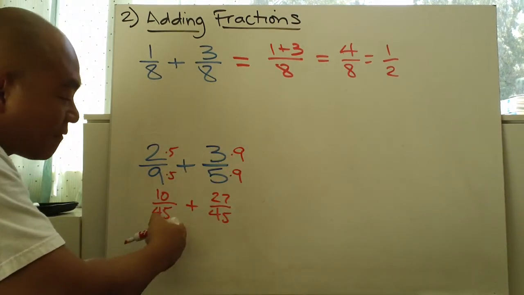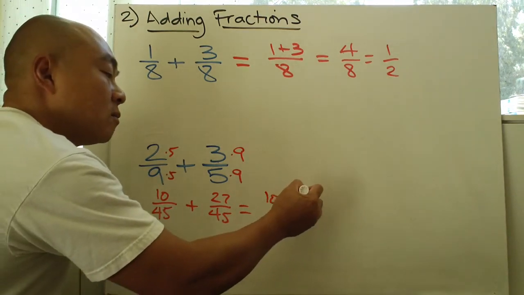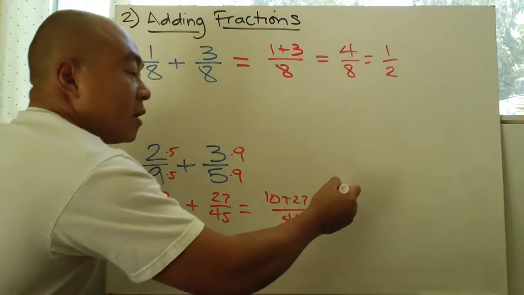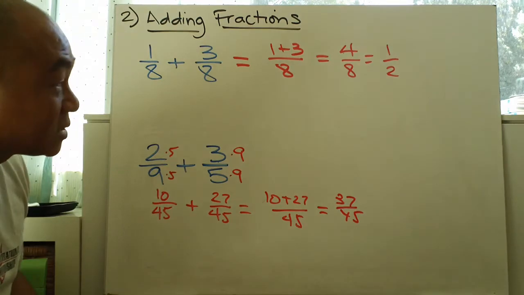And now I have my common denominator, which means I can just add straight across again. And again, it's over the same denominator. That'll give me 37/45, and I can go and check to see if I can simplify.